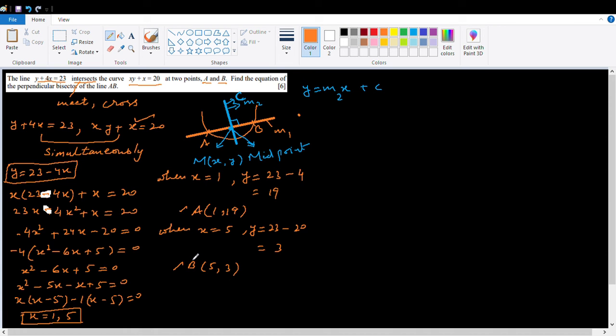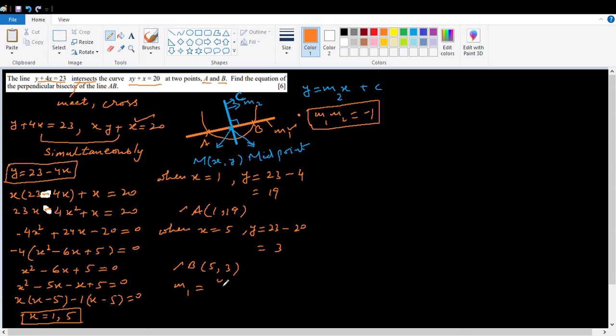Now let's quickly get the gradient m1, but we need m2. They are perpendicular to each other, and you know the formula: when the lines are perpendicular, their gradients' product is always equal to -1. This we will use to get the value of m2. So first let's find out the value of m1.